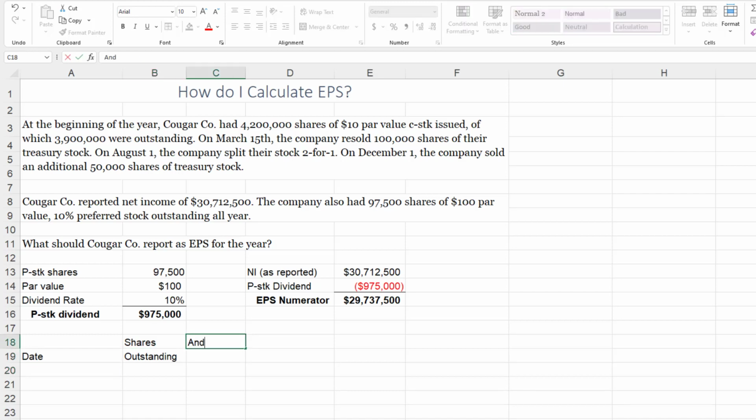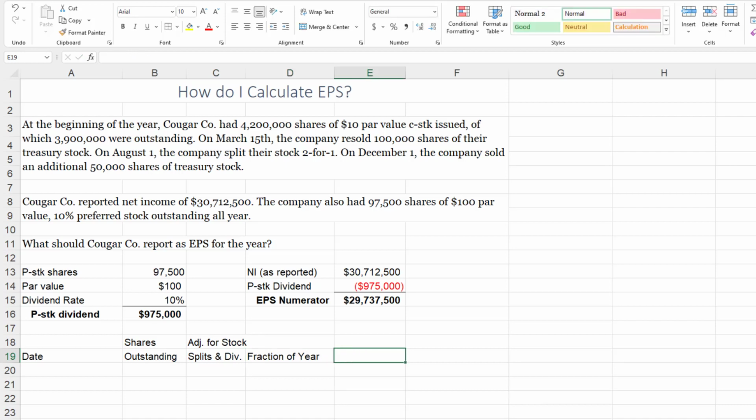And then I'm going to make an adjustment, if any, for stock splits and dividends. And the reason I make an adjustment for stock splits and dividends is because I treat them as if they had happened from the beginning of the year. Next, we'll calculate a fraction of the year, and then we'll be able to get our weighted average.